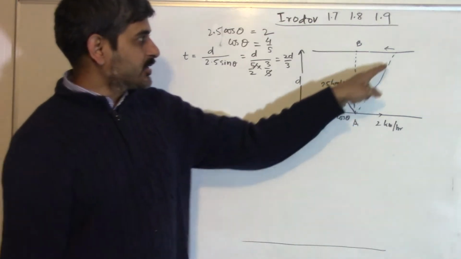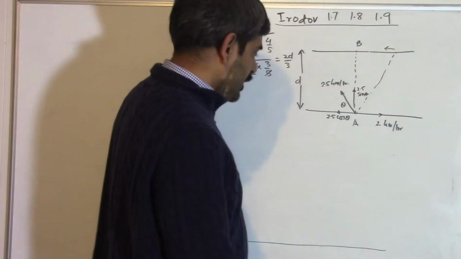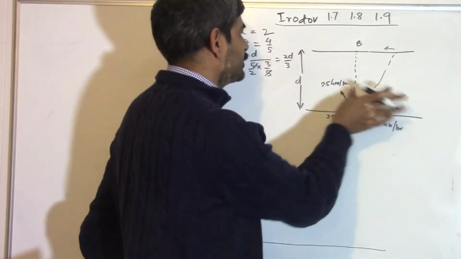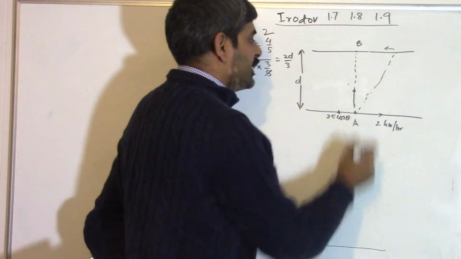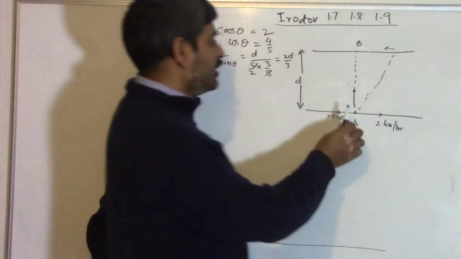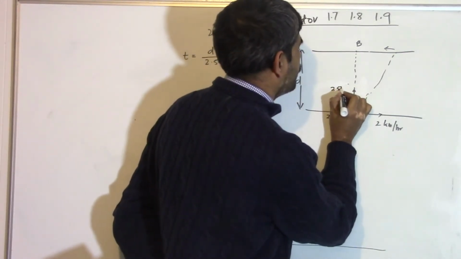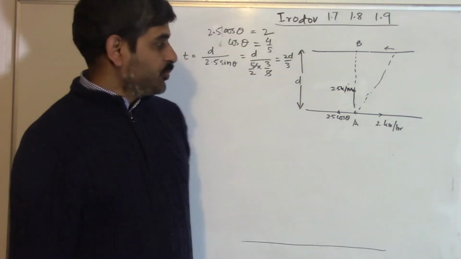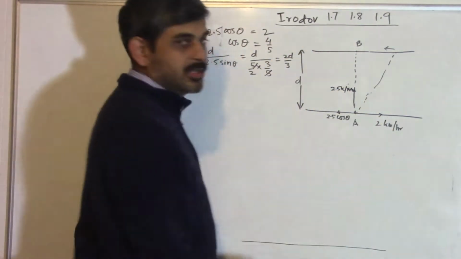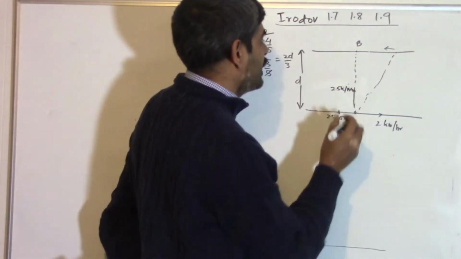Now let's talk about the second person. The second person, I will do away with the first person. The second person thinks that he is moving in this direction with a velocity of 2.5 kilometer per second. But because of the river velocity, he is drifted in this direction.